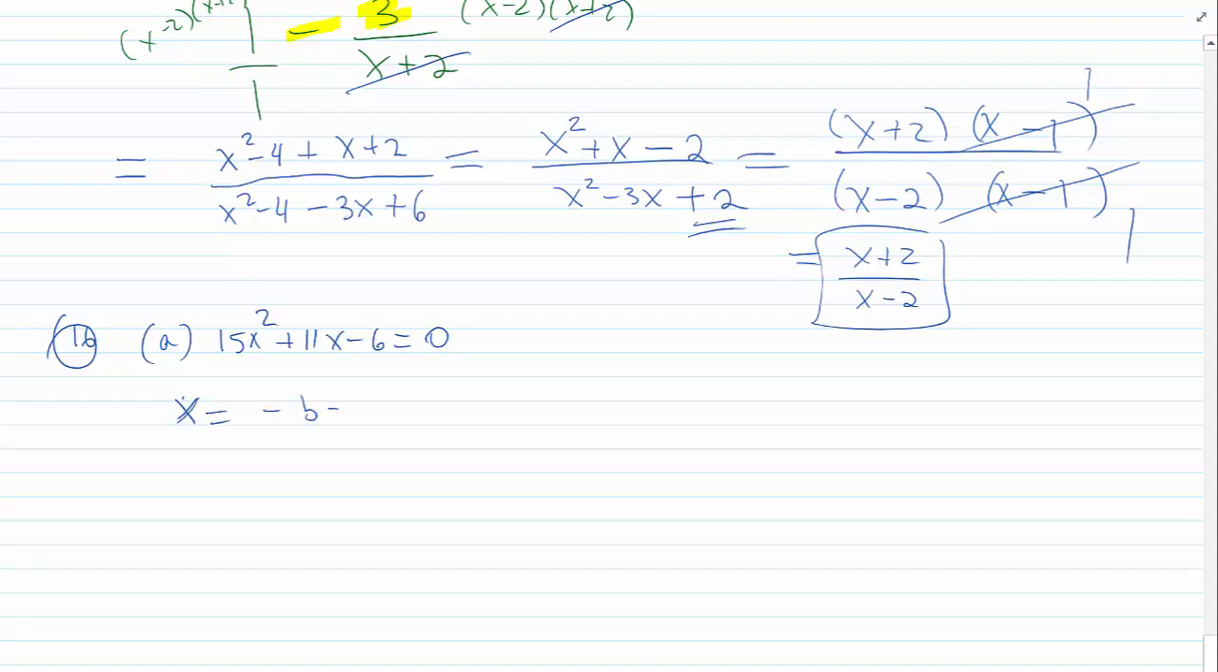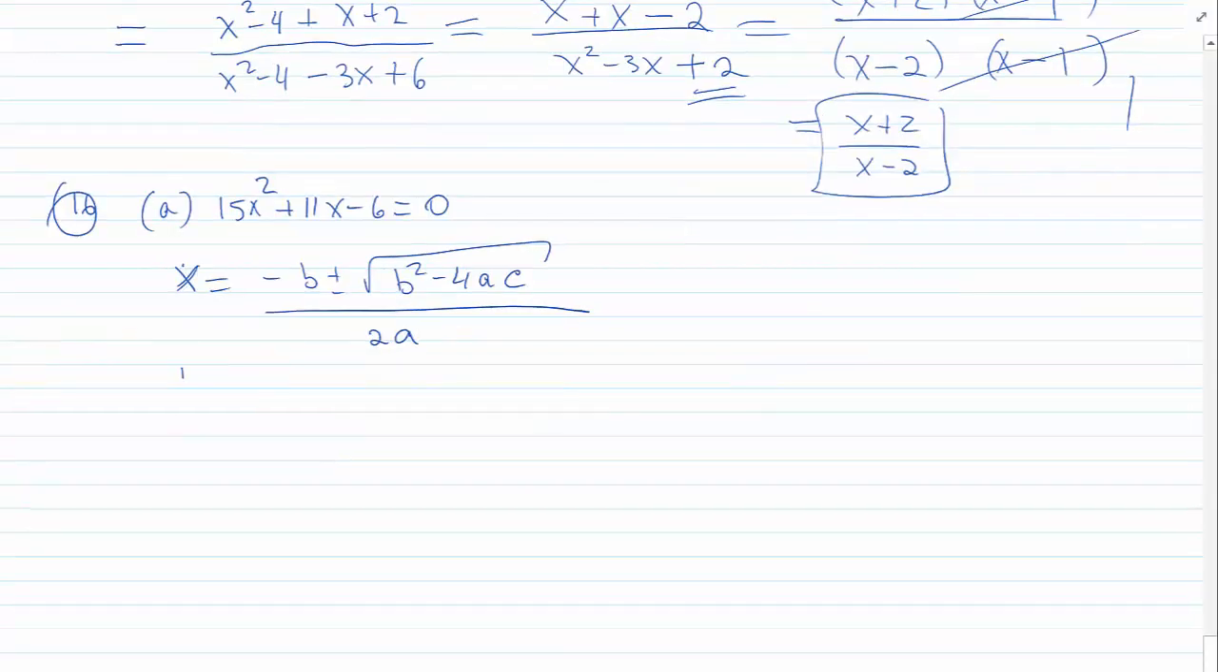So let's write it again. And once again, remember this whole thing is divided by 2a, so you do it later. And again, I recommend that we do b squared minus 4ac first. Right? So a is this, b is that, c is negative 6. So let's plug it in. So b squared will be what? So it's 11 squared minus 4 times 15 times negative 6.